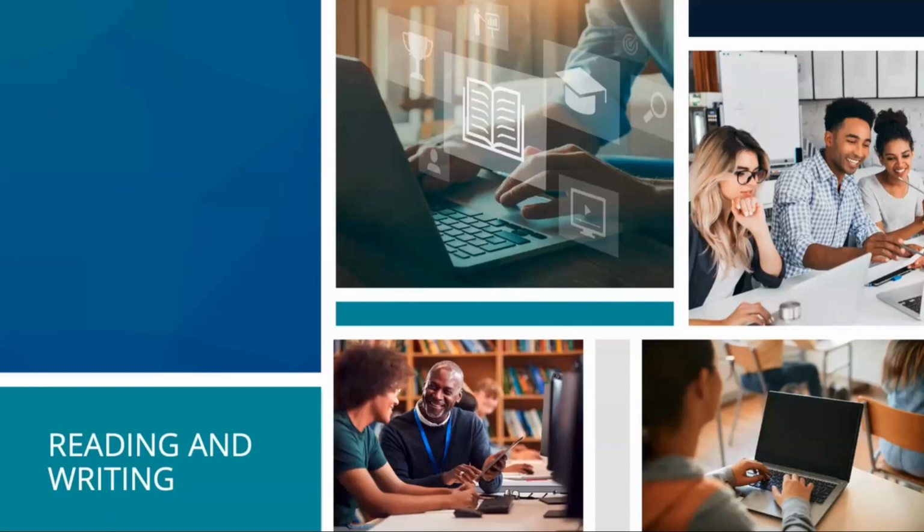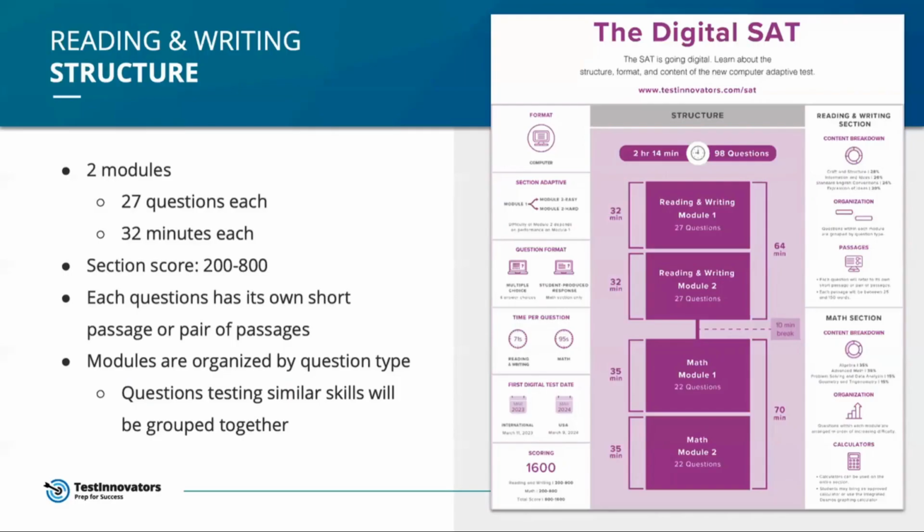Okay, so now we're going to take a more in-depth look at the test itself and the content covered on each section. So let's start with the reading and writing section. As we've discussed, the reading and writing section has 2 modules. They're each 27 questions, 32 minutes long, and you get a section score between 200 and 800.